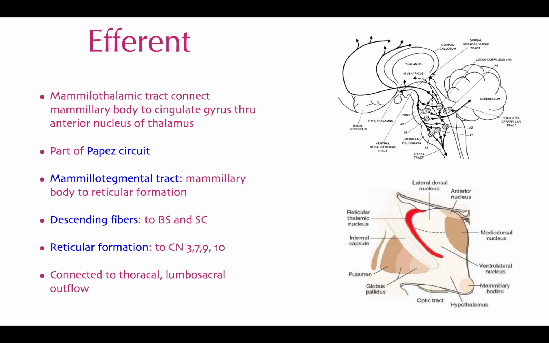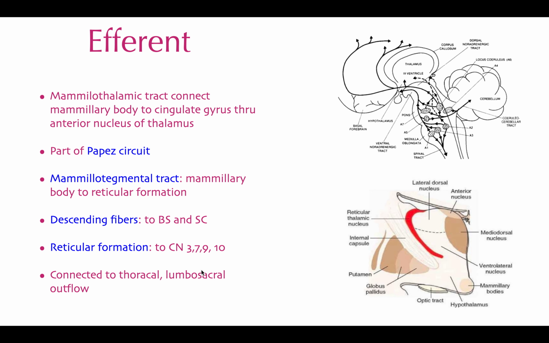Okay, so the efferent tracts: the mammillothalamic tract connects the mammillary body to the cingulate gyrus through the anterior nucleus of the thalamus. Remember, everything goes through the thalamus: sensation, movement, coordination, and all of that is thanks to the Papez circuit. So the mammillotegmental tract goes from the mammillary bodies to the reticular formation. There are descending fibers that go from there to the brainstem and the spinal cord. And then the reticular formation goes straight to cranial nerves 3, 7, 9, and 10.